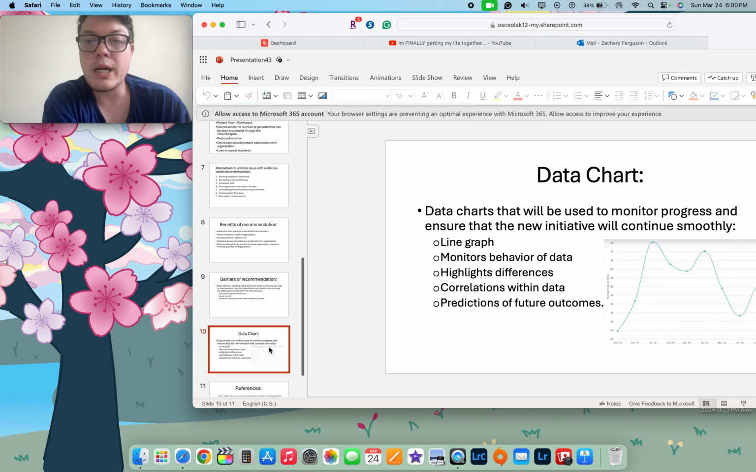So the data chart I will use to monitor to ensure that the new initiative will continue smoothly includes a line graph. This helps monitor behavior. It highlights the differences that occur, correlates with data from the past and present, and predictions of future outcomes allow the organization to see if it's working or not. You can see an example of a line graph on this slide.